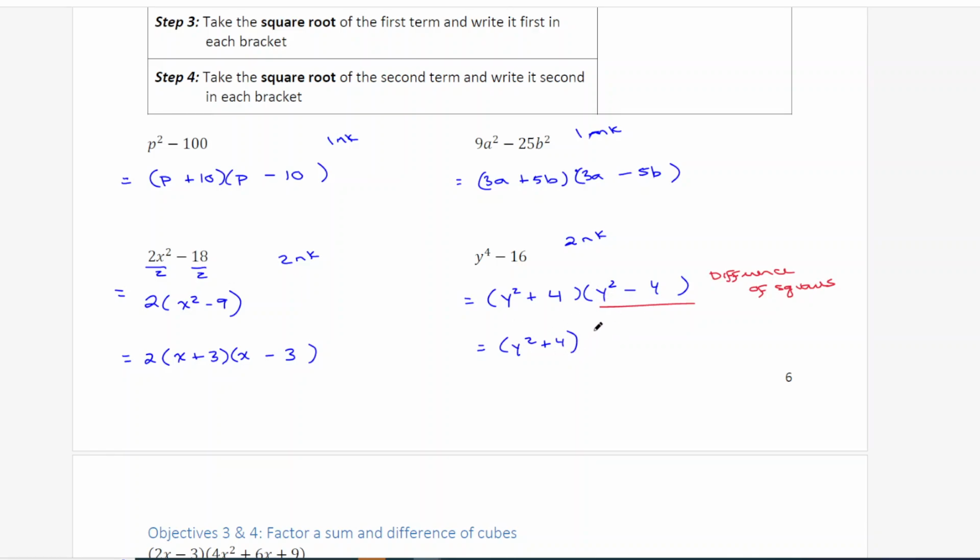But then this one, I can factor drawing 2 brackets. One gets a plus, one gets a minus. Square root of y squared is y. Square root of 4 is 2. Now these are linear factors with no greatest common factor, so it's good, right? And then this one is a sum of squares, so it's done. That is your 2-mark question. All right, go give those a go.